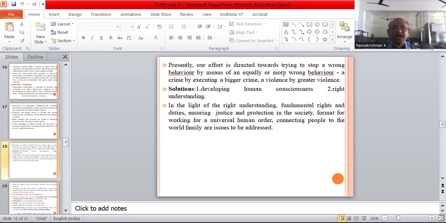And presently, it is very sad to say that in government and also in private, our effort is directed towards trying to stop a wrong behavior by means of an equally or more wrong behavior. For example, a crime has happened, so we suppress the crime by executing another bigger crime. Violence by violence is not good. So the solution is to develop human consciousness and the right understanding. Then only can we lead a happy life.